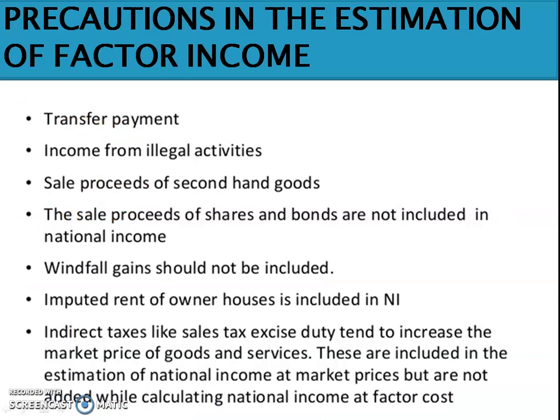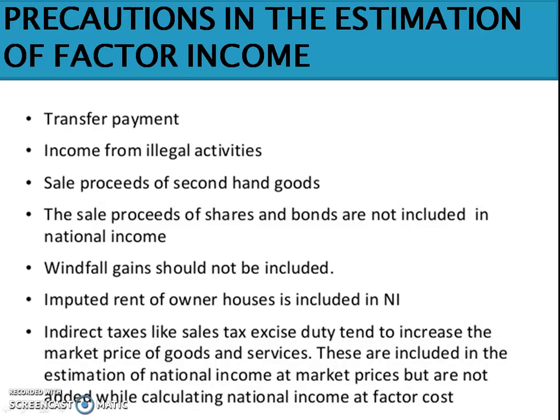Then, precautions in the estimation of factor income. What are the precautions? Any transfer payment like scholarship, pocket money, old age pension, or gift should be excluded from the estimation of national income, as they are not earned, rather just received. So, transfer income is not included in national income payments.